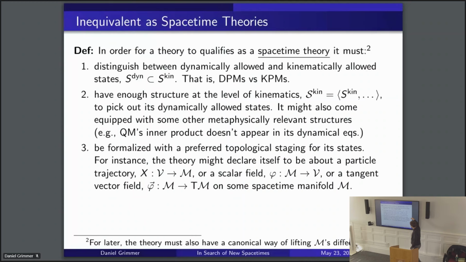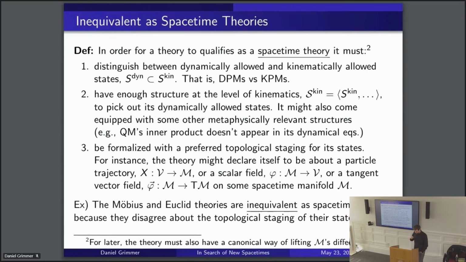And lastly, a space-time theory has to pick out a preferred topological staging for its states. So the space-time theory is going to come and say, I'm about this kind of particle on this kind of field, I'm about this kind of field on this kind of space-time, tangent vector fields possibly. Just whatever it is, it has to declare itself to be about some kind of state on some kind of space-time.